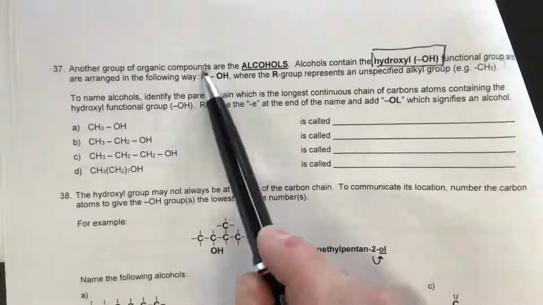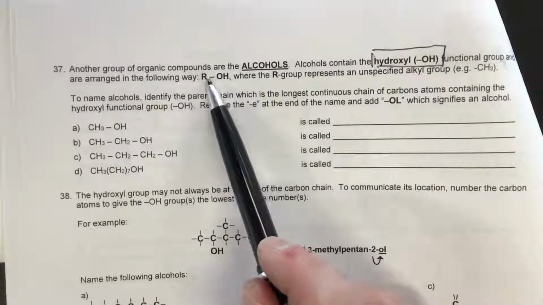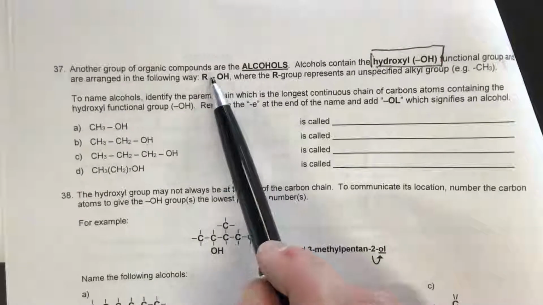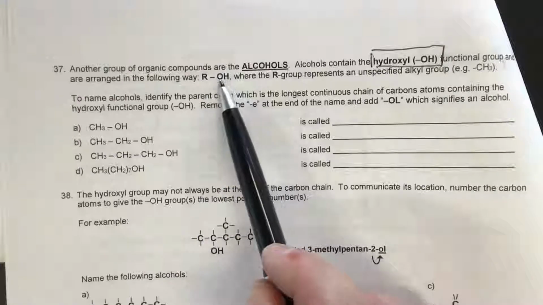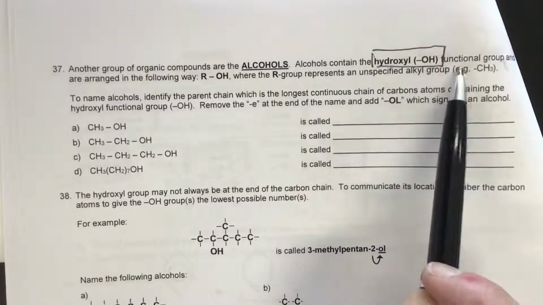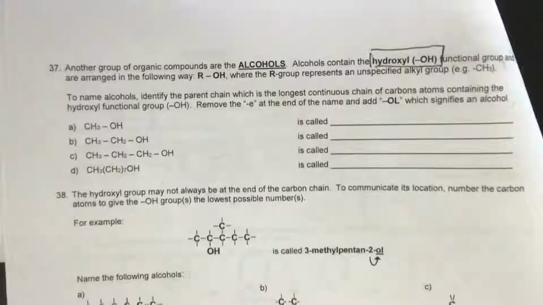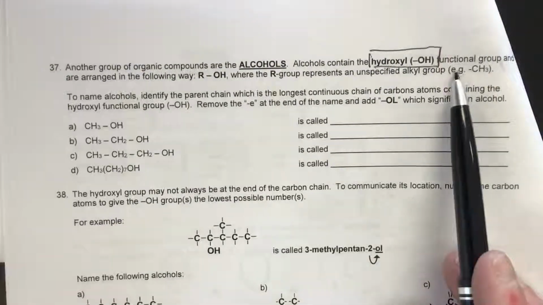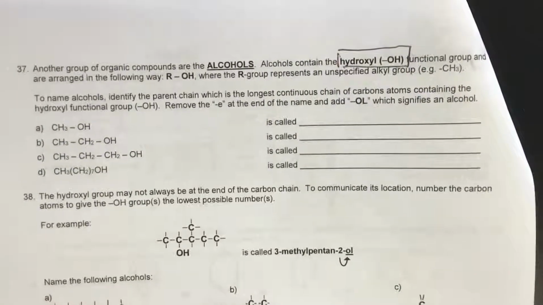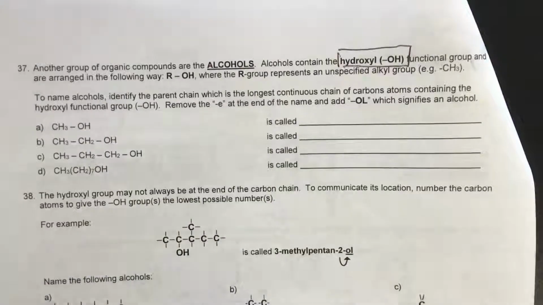Okay? So alcohols contain the hydroxyl functional group and are arranged in the following way. It's considered R-OH, where R is a chain or a single carbon. R represents a carbon or a chain of carbons, where R represents an unspecified alkyl group. So it could be, for example, this methyl group. But it could be an ethyl group, a butyl group, a propyl group. It's just any kind of chain of carbons beyond the alcohol group.